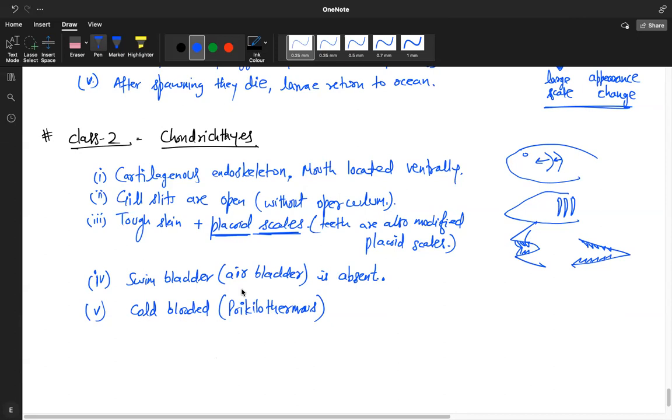Then sexes are separate. They have males and females, and males have claspers, with which they can get a hold on females while reproducing. The fertilization is internal. Many of them are viviparous, but some of them can also be oviparous. Those organisms are called ovoviviparous. They can even lay eggs. For example, in sharks, some species lay eggs, and some species give rise to babies.